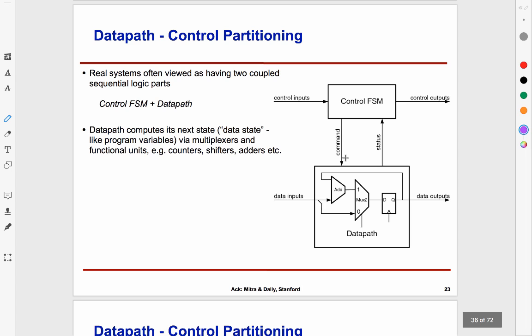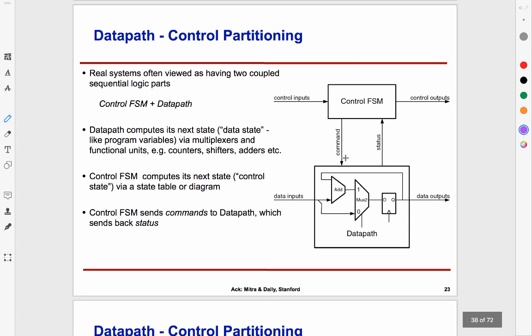So the data path computes its next state, kind of as if it is manipulating program variables, and it does so using multiplexers and n-bit operations, which are things like shifters, adders, counters, those kind of things. Whereas the control FSM computes its next state using the next state table kind of structure that we saw previously. And the control FSM sends commands to the data path, and the data path sends back the status. So that's what we saw out here, command, status, and that's what we see out here.